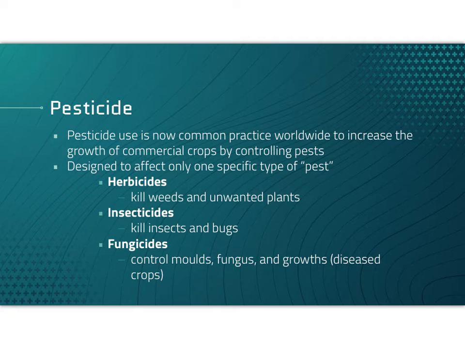Its use is now pretty common worldwide to increase the growth of commercial crops by controlling different types of pests. So we can use herbicides to kill weeds and unwanted plants, herb being plants. Insecticides kill insects and bugs, clearly from its name. And fungicides control molds, fungus, and different growths, so diseases.